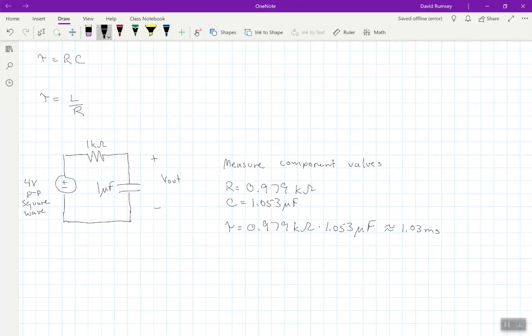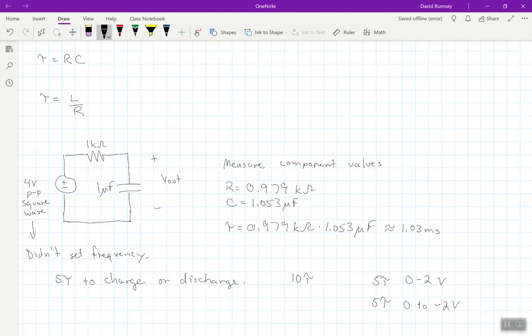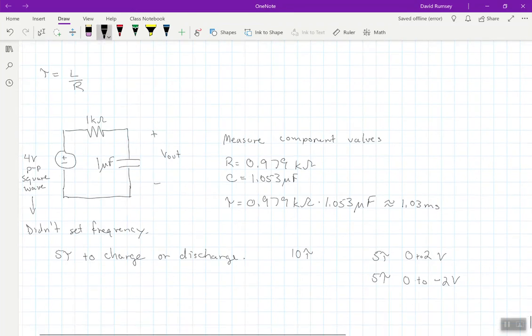Now the next thing we want to look at is how many time constants I need to display, because notice here I didn't set the frequency. We're going to have to determine what the frequency is, at least as an initial starting point. Remember, it takes about 5 time constants to charge or discharge. So we're actually going to do 10 time constants. The reason is it would take 5 time constants to go from 0 to 2 volts, but also another 5 time constants to go from 0 to negative 2 volts. Since our signal is going between positive 2 volts and negative 2 volts, that's a total of 10 time constants.